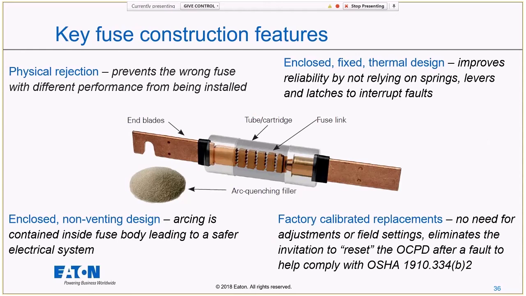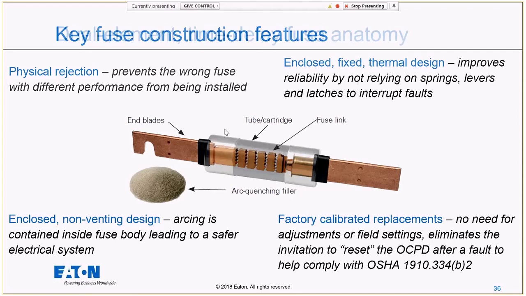And then finally, we've got that enclosed thermal design, right? So we've got that fuse link inside. That's going to operate on a thermal principle. And it's all going to be enclosed in a non-venting design here. We're going to have this arc quenching filler inside. We could call it a silica sand compound, but it's basically just regular old sand. But we make it sound fancy as that arc quenching filler. And then finally, of course, we've got factory calibrated replacements, right? So there's no resetting of a fuse. We just get a new fuse that is factory calibrated as what I want, and we install that.